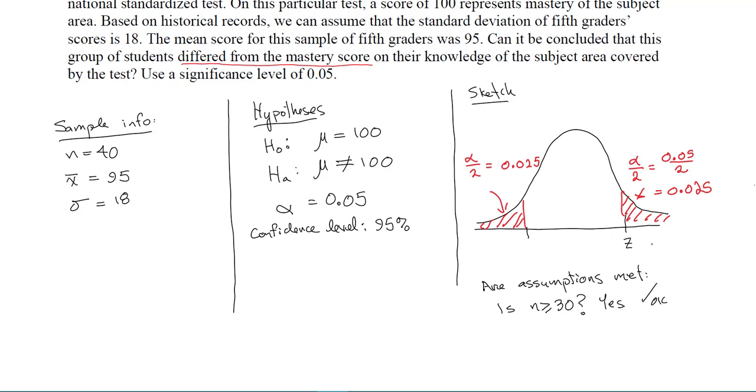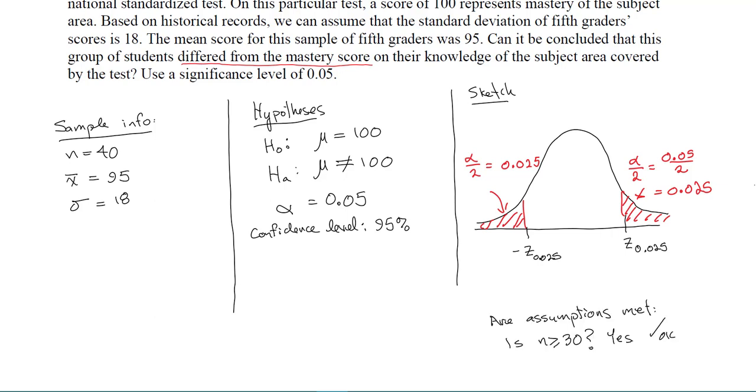It turns out the reason I'm using z's and not t's is because we actually know the population standard deviation. As we've discussed before, often that's not realistic, so a lot of times we need to use the t-distribution, and we'll move on to that later. But for now, we're going with z's, z 0.025, and over here this is going to be negative z 0.025. Okay, so that is my picture.